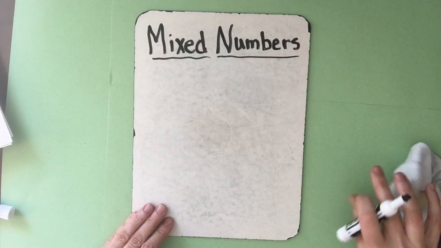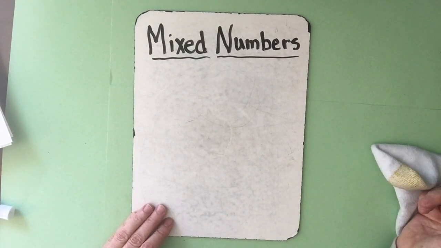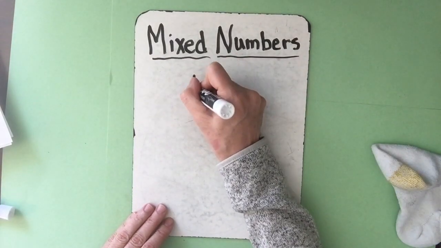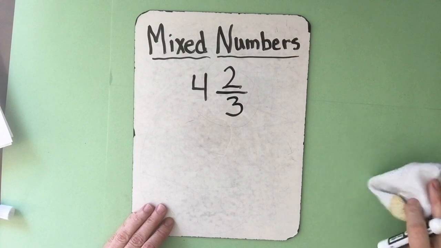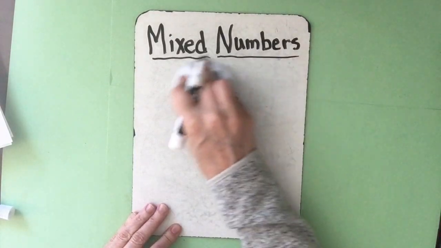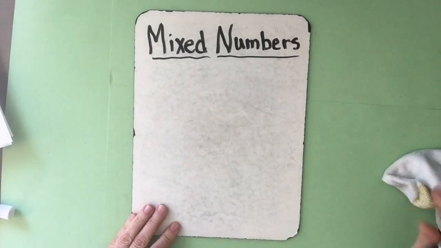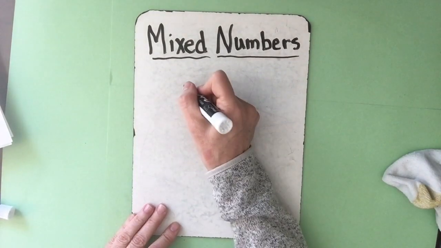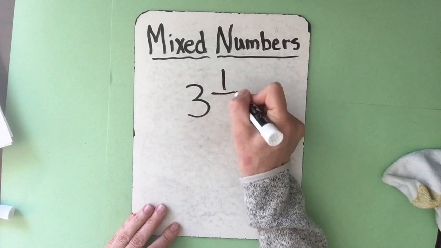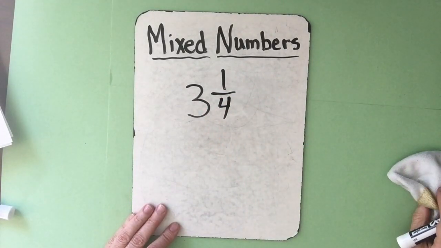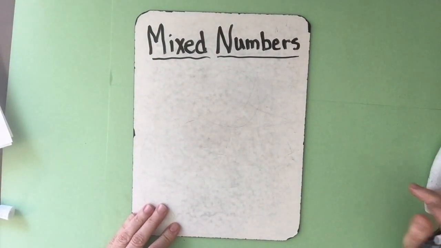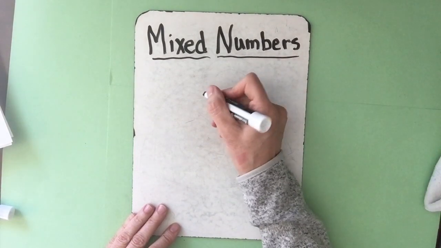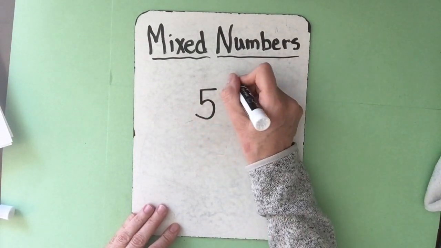The next one is 4 2/3. So 4 wholes and 2/3. Go ahead and write that and see if you write what I write. Okay, next one is 3 wholes, 1/4. Write it down. And the last one we'll do together is 5 3/8. 5 wholes and 3/8. Go ahead and write that down. And this is what it should look like.